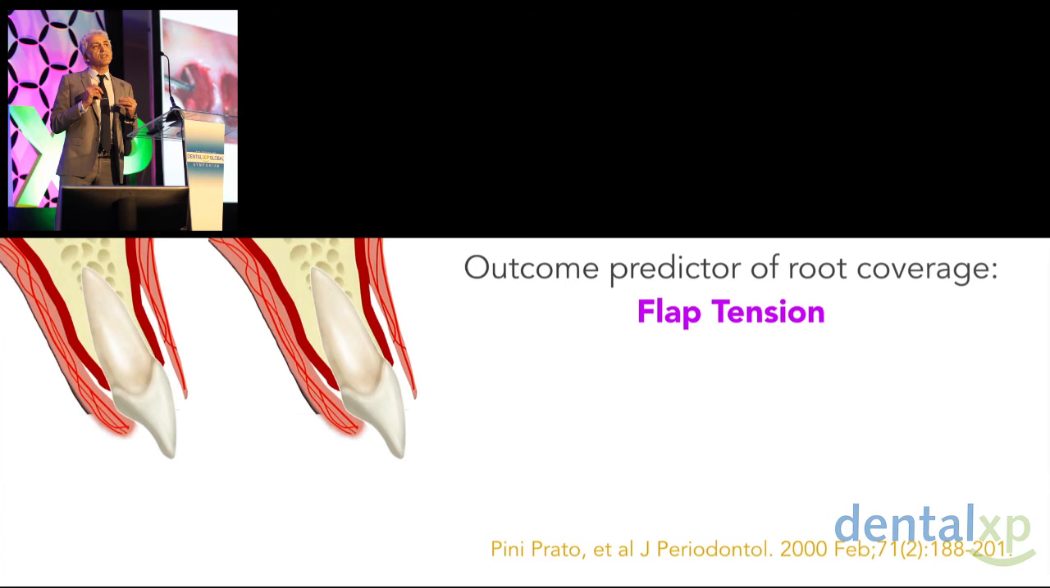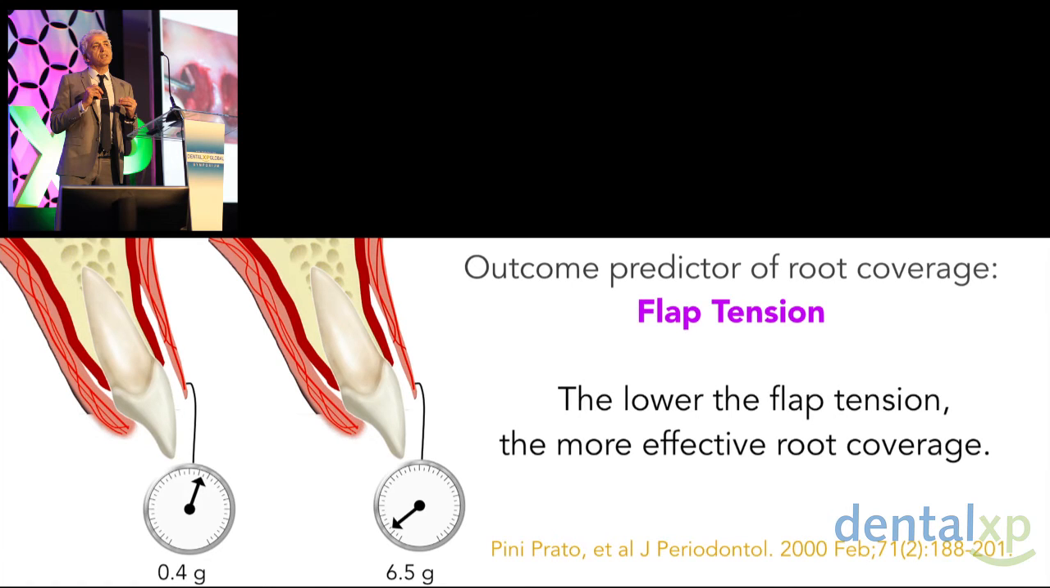The next thing has to do with flap tension. This is the work of Peri group, which measured the flap tension and predicted that the sites that have reduced flap tension have greater effectiveness of root coverage procedure. So it's essential that during the surgery, we reduce the tension of the flap. This will involve dissecting far into the vestibule and, if necessary, making a periosteal releasing incision. We certainly don't have that opportunity when we're going through the intrasulcular approach.